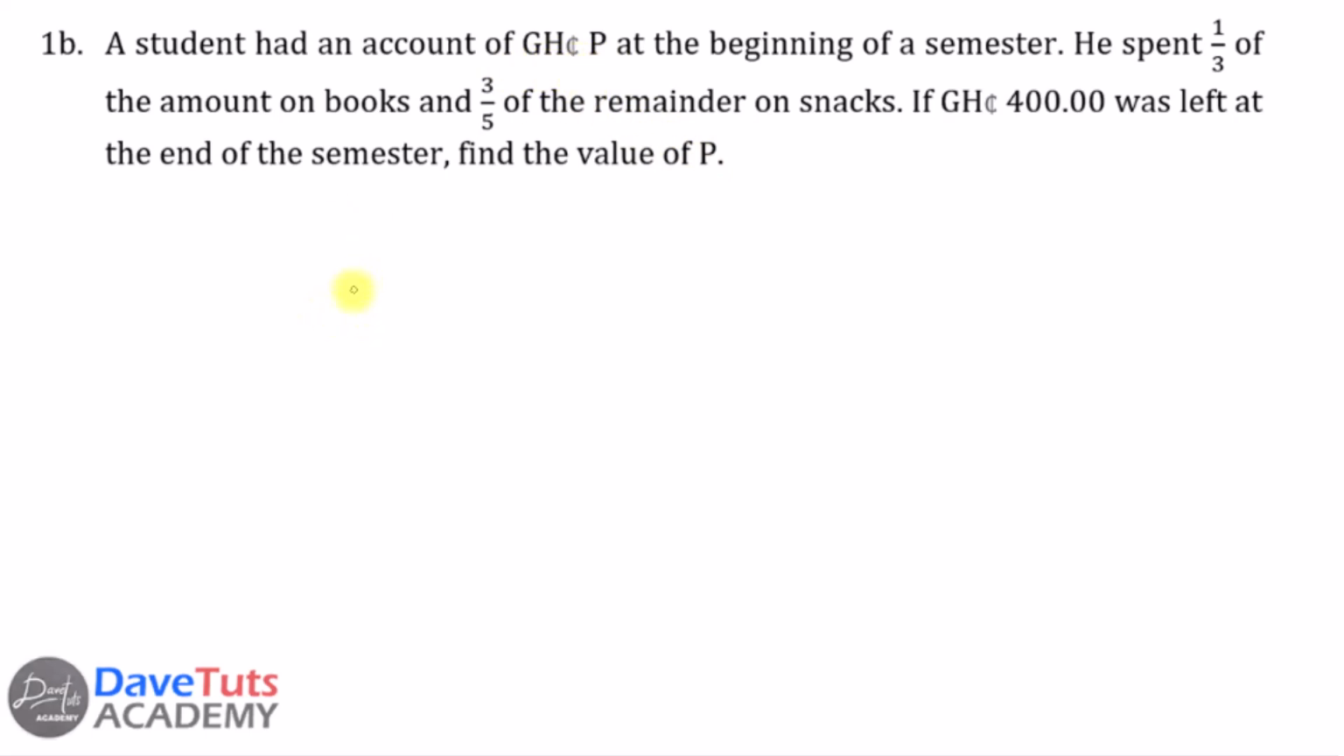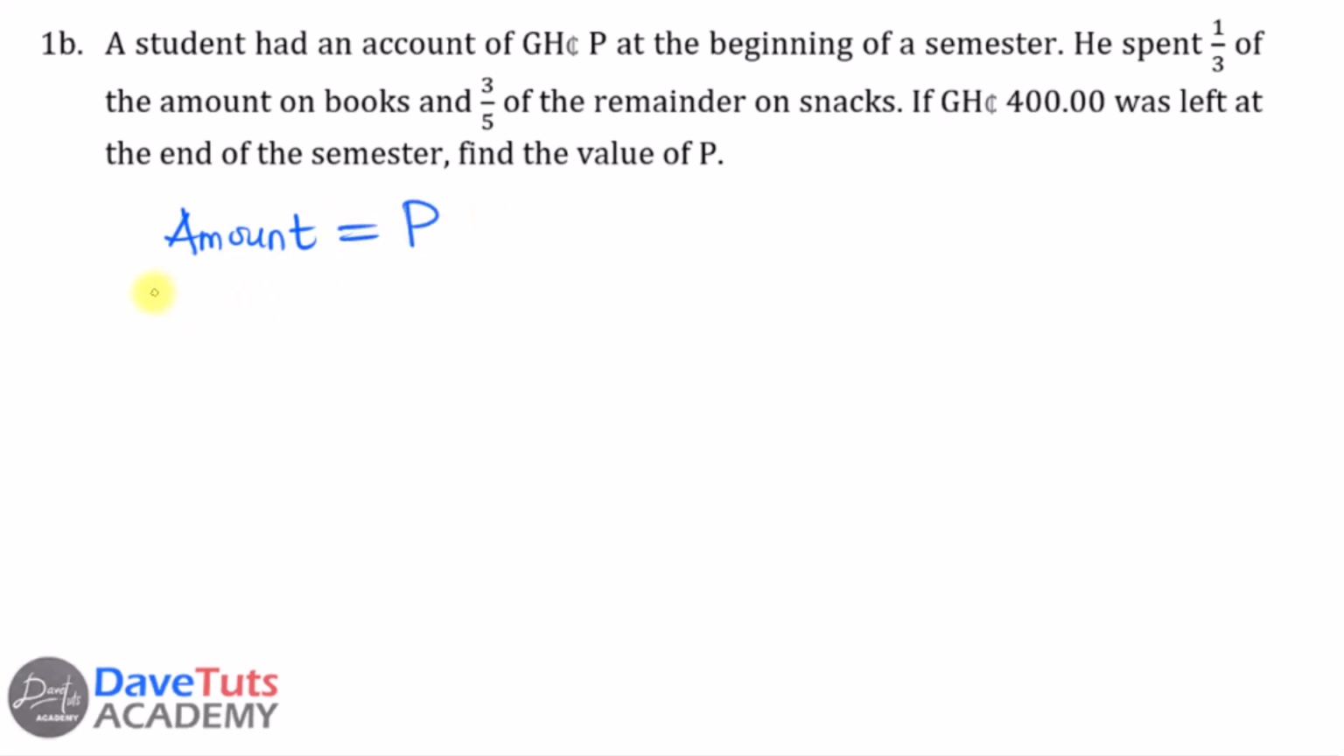So this is a very good question. We just take each of the sentences, each of the statements, try to interpret it, and then see how that can help us to solve this question. So originally, the original amount that this student had was P.